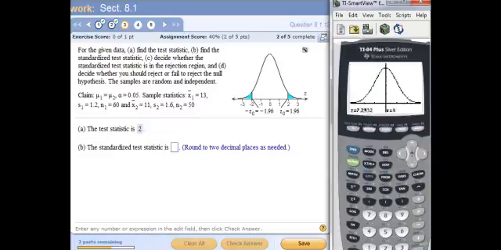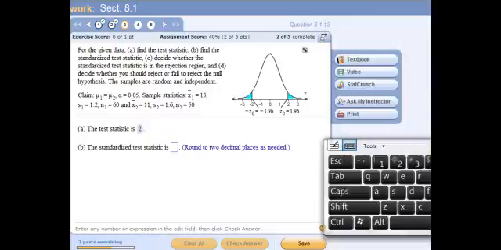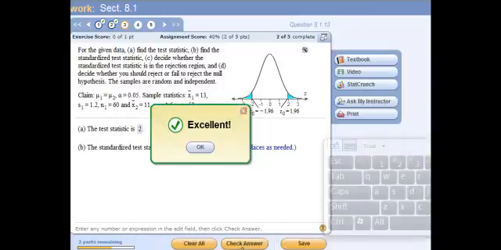And we see that it says p equals 0. We see that the standardized test statistic is z equals 7.29. Check our answer. Good job.